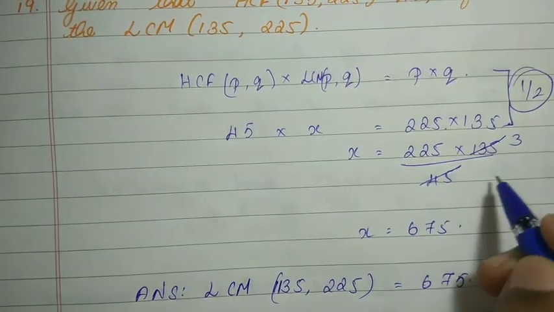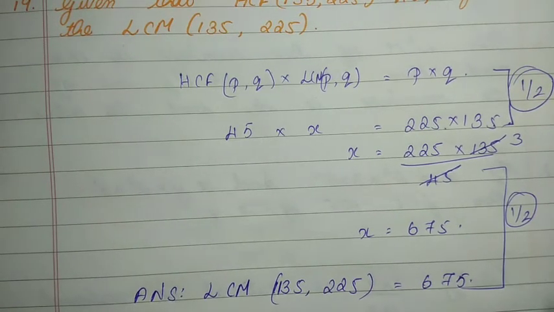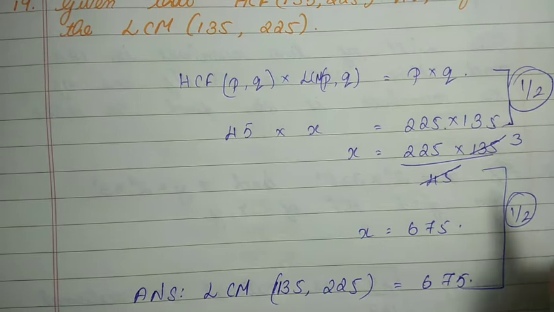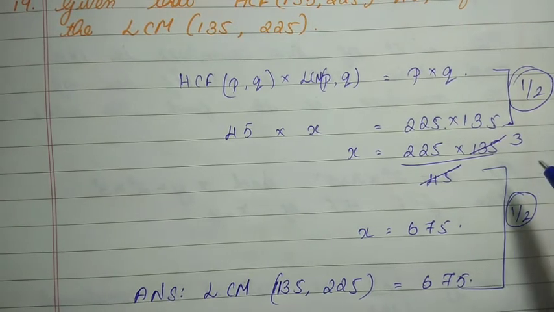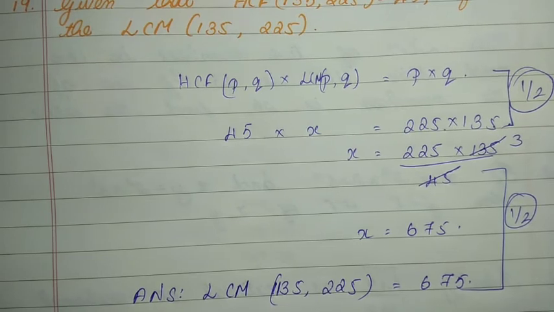Okay, so for this final answer you will have half a mark. In this way the marks are split for these types of questions. For these types of sums, the steps are needed only to choose the best answer. These steps are not needed.